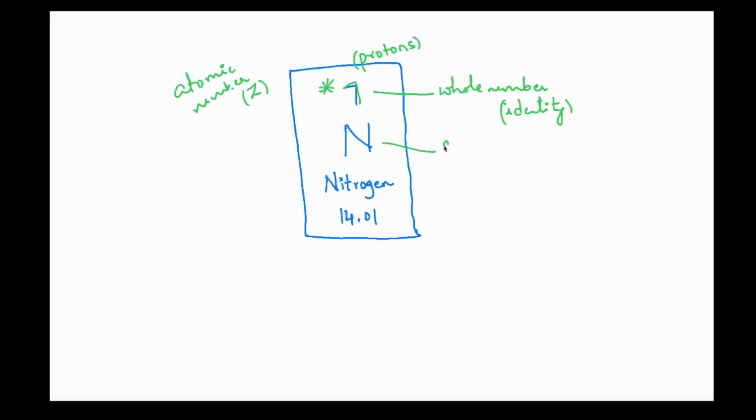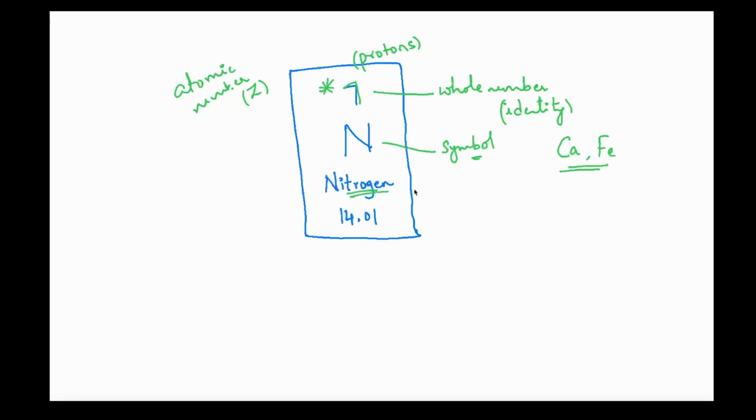This is the element symbol, which is usually written in capital letters. Now we are discussing the element nitrogen, and so its one-letter symbol is capital N. However, we do have certain examples like calcium, which is designated capital C, small a. Another one is iron, which is capital F and small e. So if the element symbol has two letters, then the first one is always in capital letters while the second one is in lowercase.